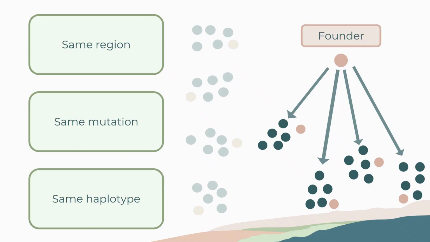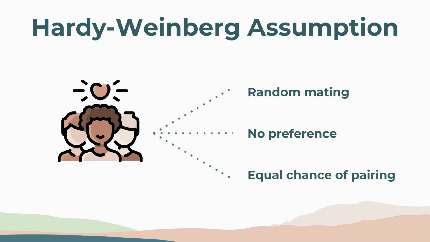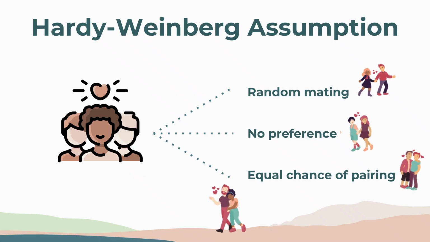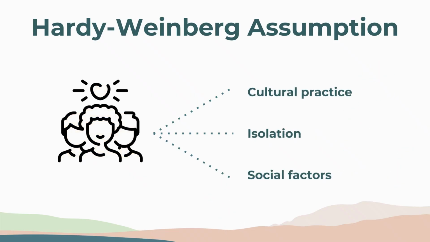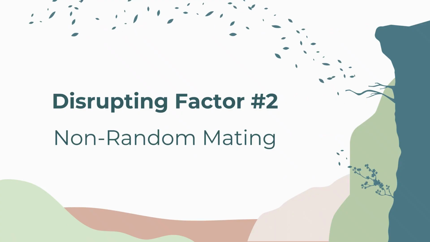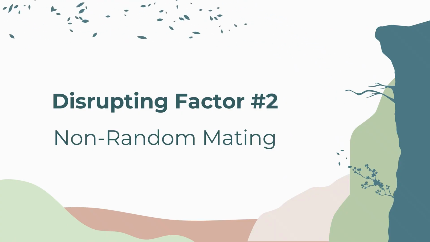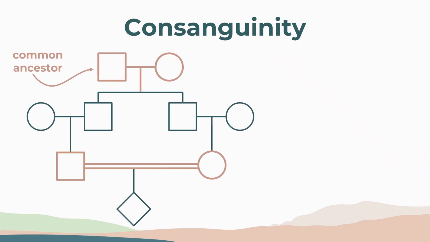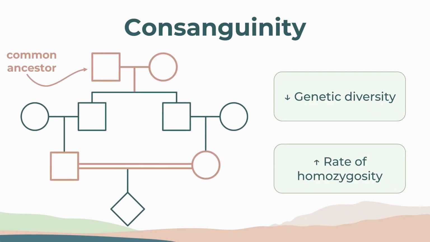novo cases. Another key assumption of the Hardy-Weinberg equilibrium is random mating. Random mating refers to the lack of preference for certain genotypes, so everyone has an equal chance of pairing. But mating isn't always random. A key example is consanguinity. Consanguinity describes when related individuals reproduce. This skews allele frequencies by increasing rates of homozygosity.